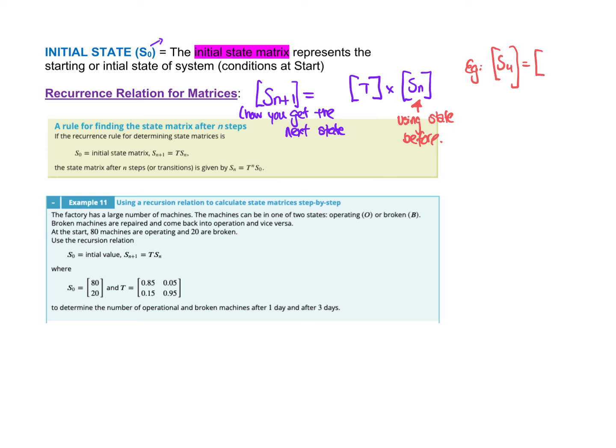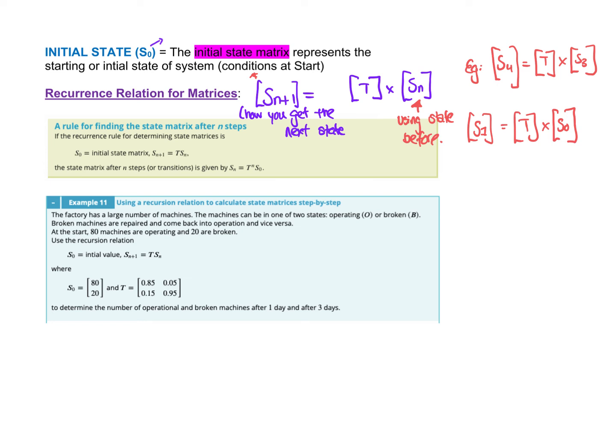What I would have done is I would have done the transition times the one before, which is state 3, what happened in state 3. So that's what this rule is saying. You can get the next one by timesing it with the transition. So another example, if we just really want to get the very next state, we do the transition times the one before, which would have been S0, the original state matrix.